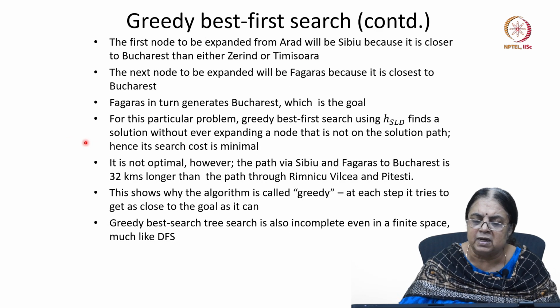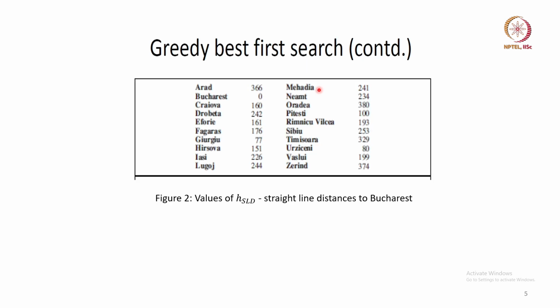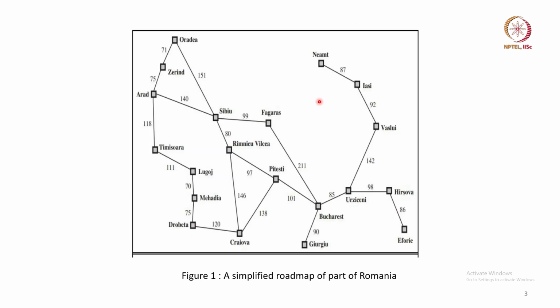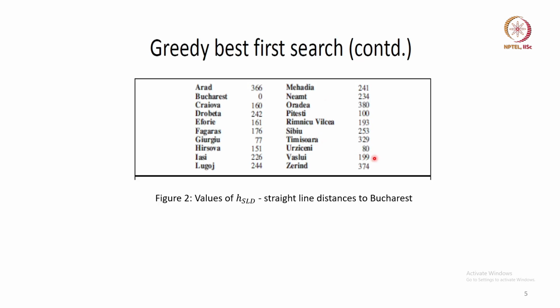For example, if we take moving from Arad to Bucharest, if you look at the straight line distance from these two, what is the straight line distance? This has 234 as the straight line distance, and this has 199 as the straight line distance, this Vaslui.